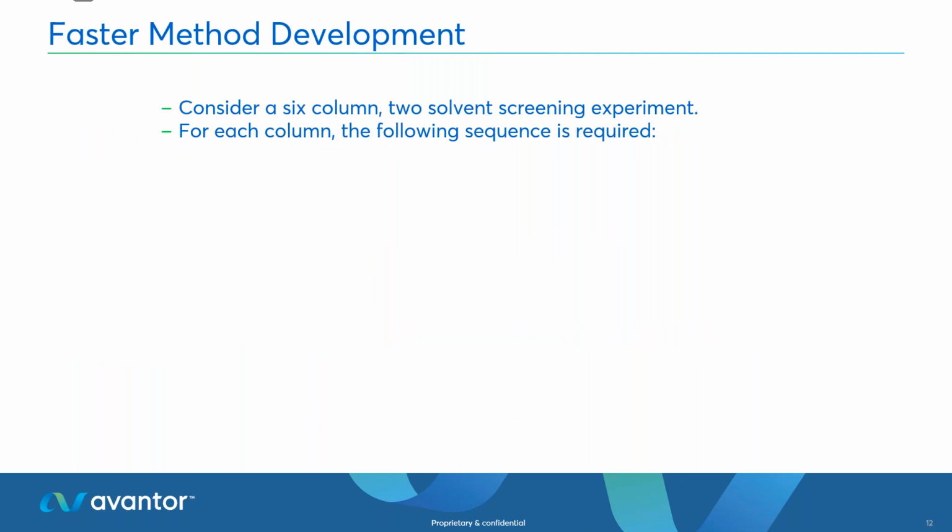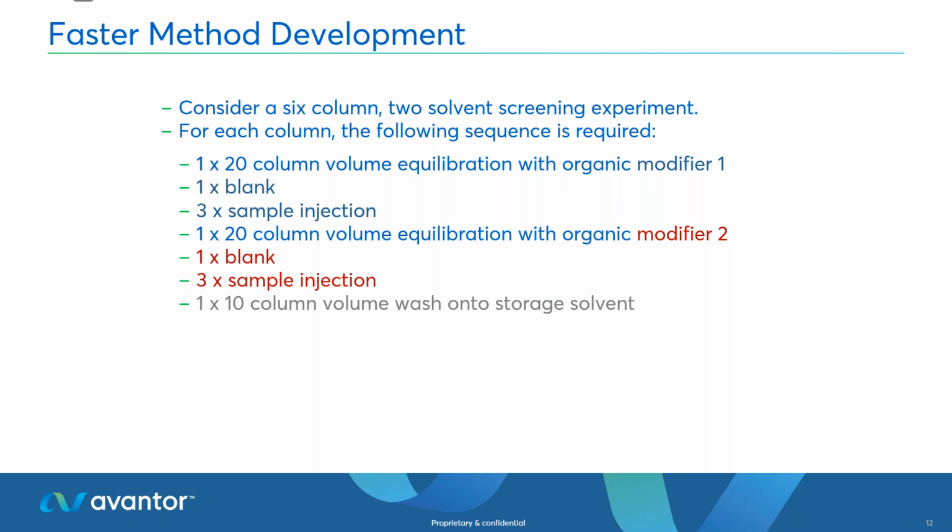In terms of how quickly you can do this, if you actually think about what needs to happen in the lab, we want to equilibrate our column, we want to run a blank, we want to do replicate injections, and then we want to move on to the second modifier. So you have to do all of that again with acetonitrile if you've already done it with methanol. You also need to make sure you build in the column storage. So for each column, we've got 2 equilibrations, 8 gradients, and 1 column wash.